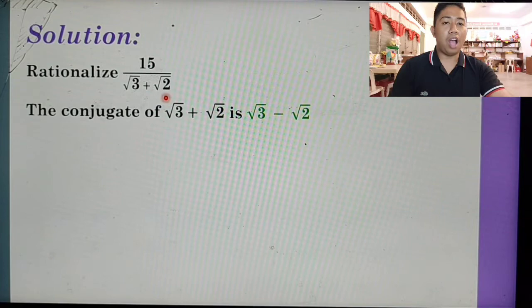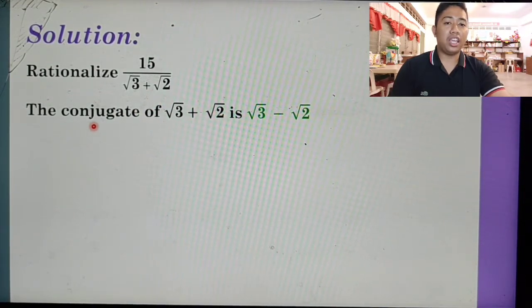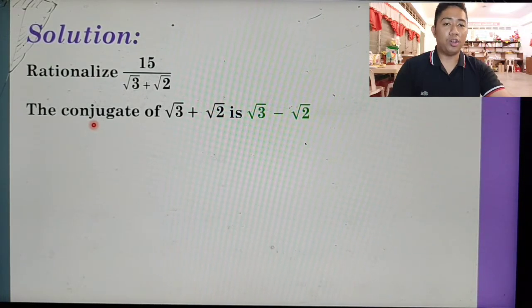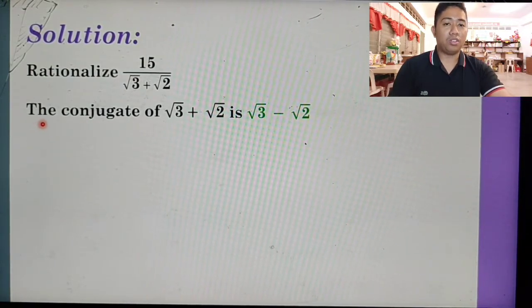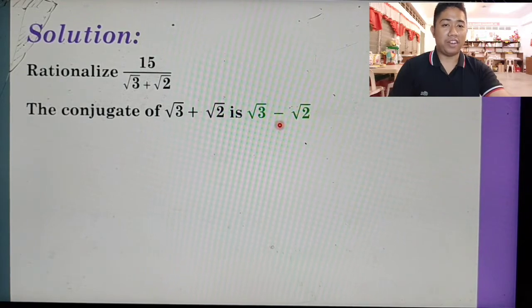And we find their conjugate. We all know that for the conjugate, we get the opposite sign between these two terms. So the conjugate of square root of 3 plus square root of 2 is square root of 3 minus square root of 2. Okay, so we interchange the sign. If it's positive, it becomes negative. So that is very easy.